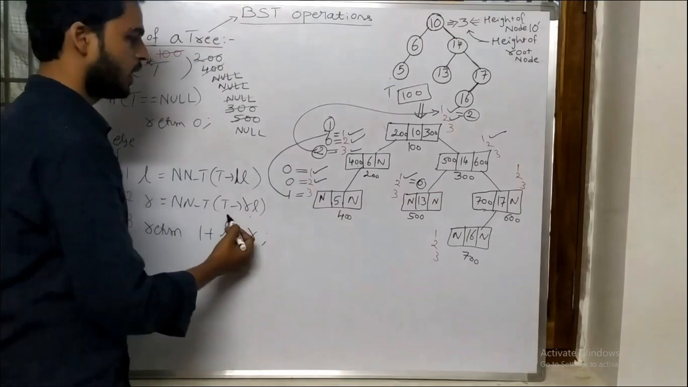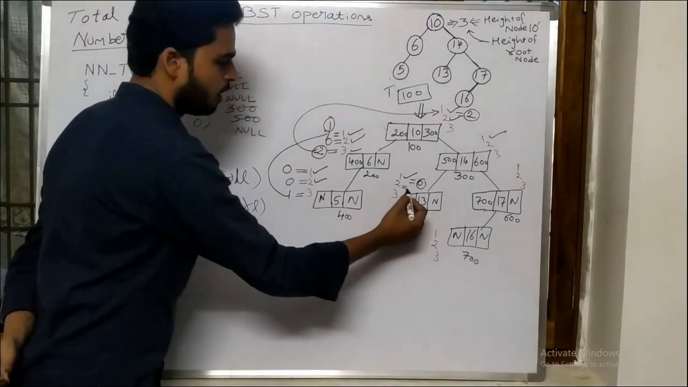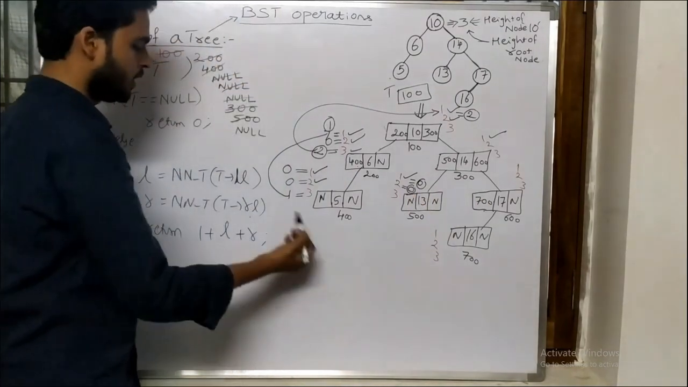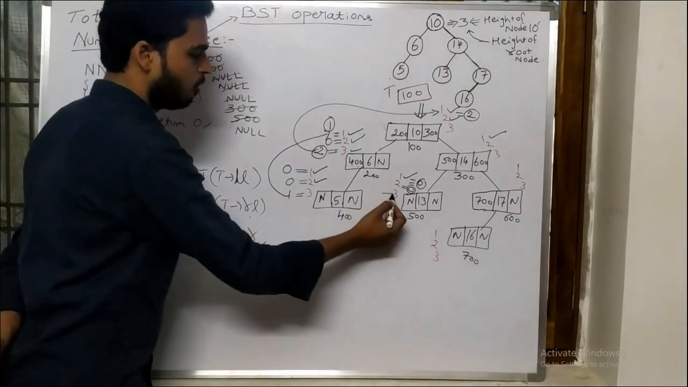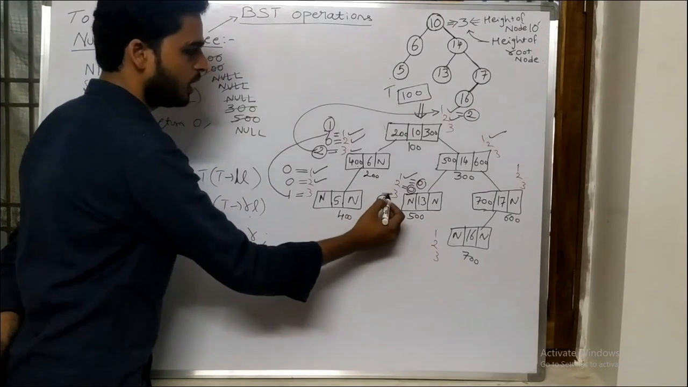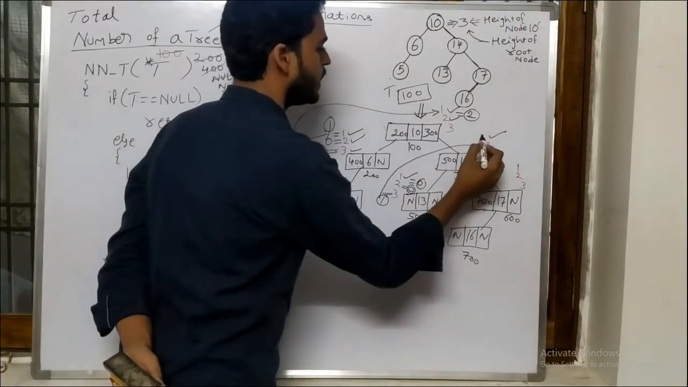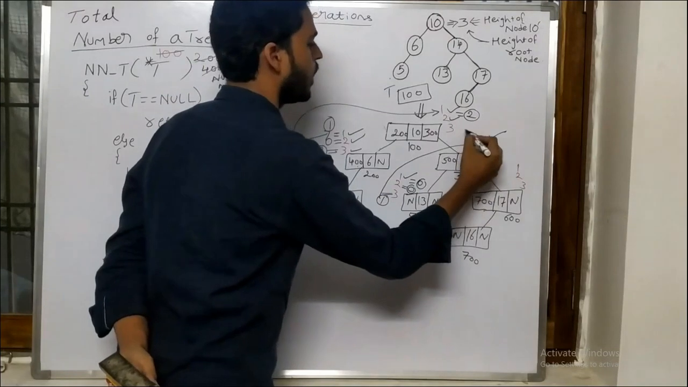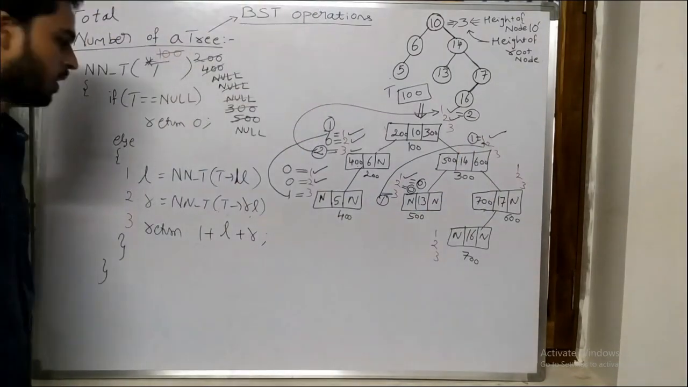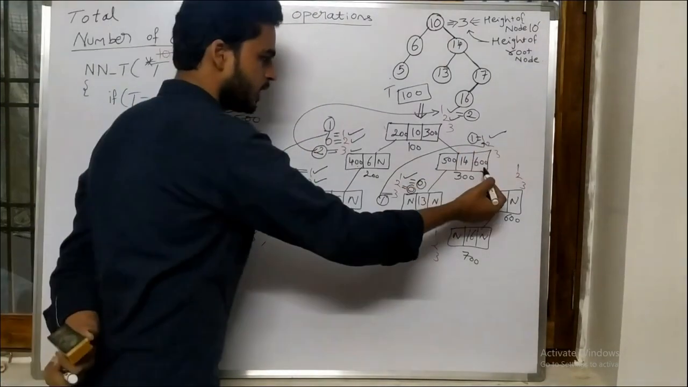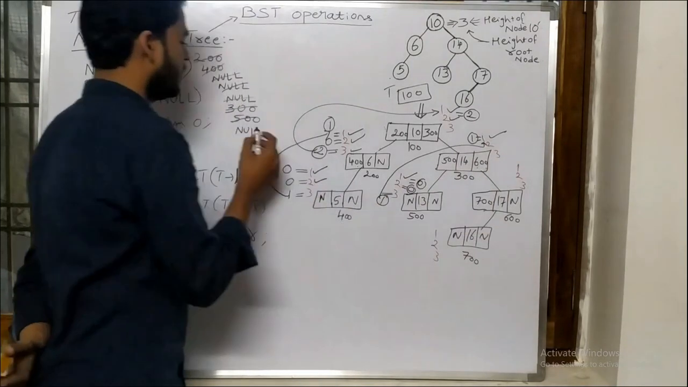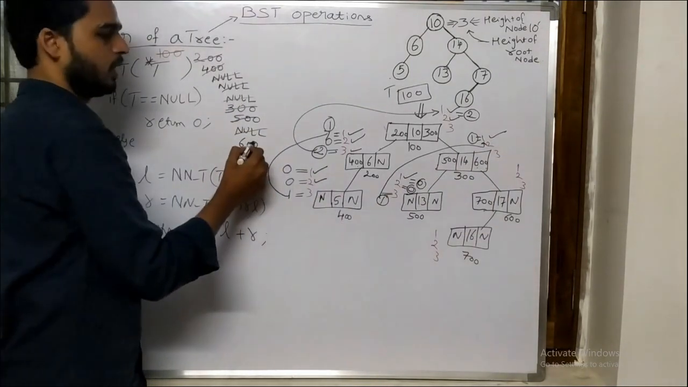Then it is going to execute the right side. What is the right side statement? Null. When null, it is going to return 0 once again. Then it is going to execute the third statement, that is 1 plus 0 plus 0, that is 1. That 1 will be returned to this particular location. So here you will get 1. Then it is going to execute the second statement. What is the second statement? It is going to pass the right side address, that is 600.